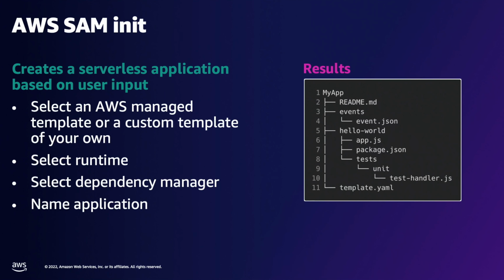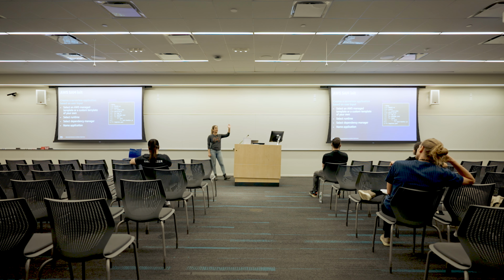And then you have to choose your dependency manager if your runtime requires it. And then the result is something like this on the right. You get a README with some instructions. You get the events that trigger your Lambda function. And then you have the Hello World folder with all the information about the Hello World function. And then again, you have the template.yaml file, which is that SAM template with all of your resources that you created and all the steps to deploy your application, everything that's in your application with all the configuration.